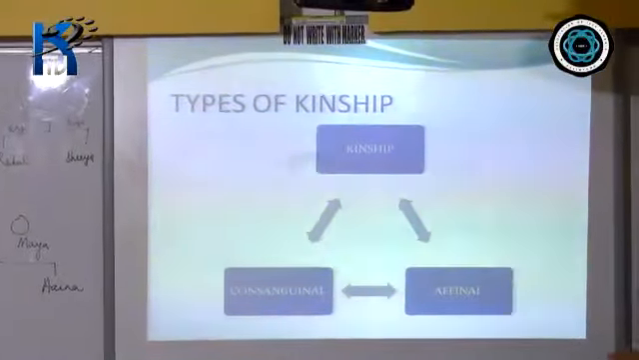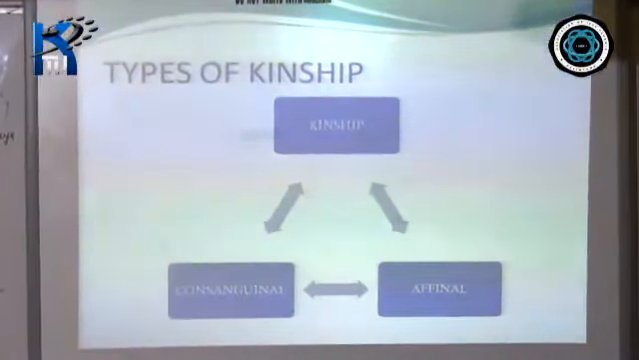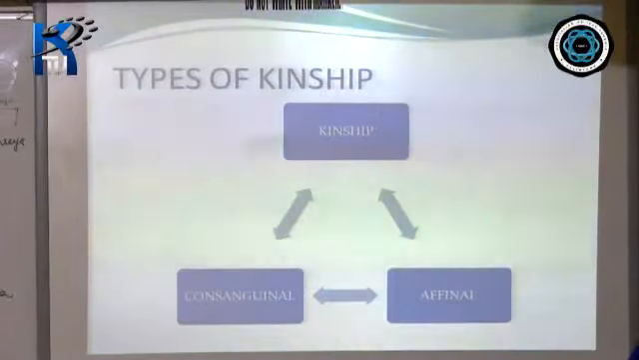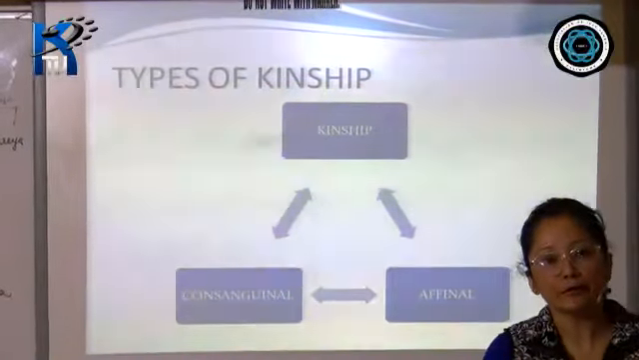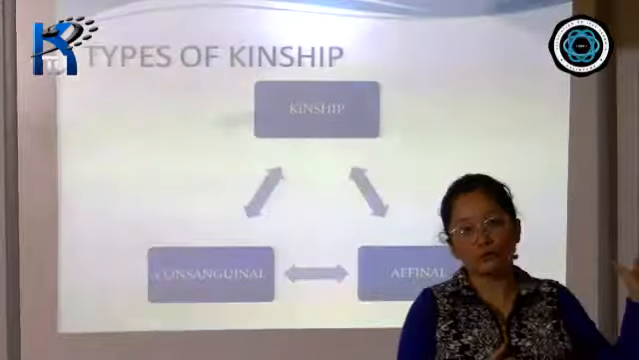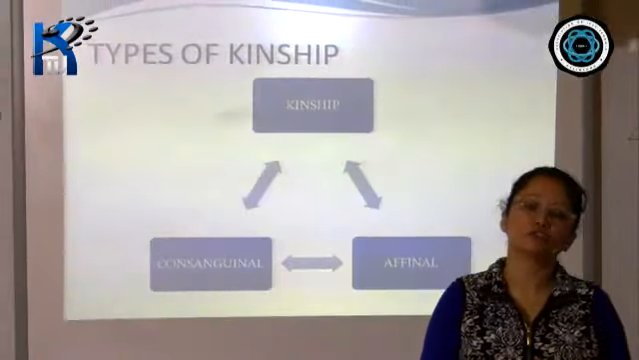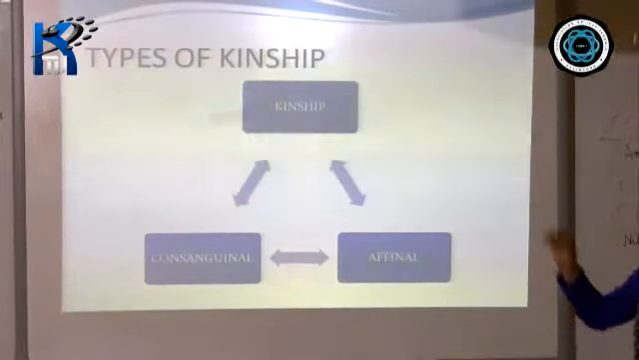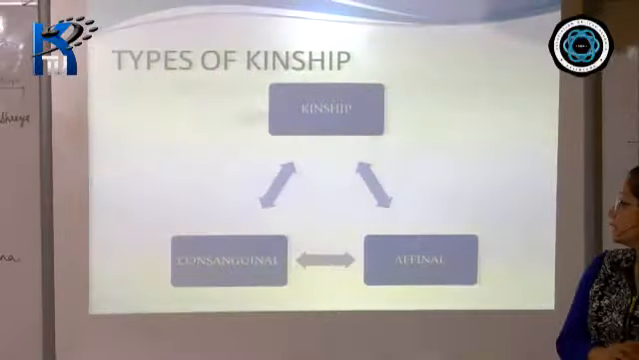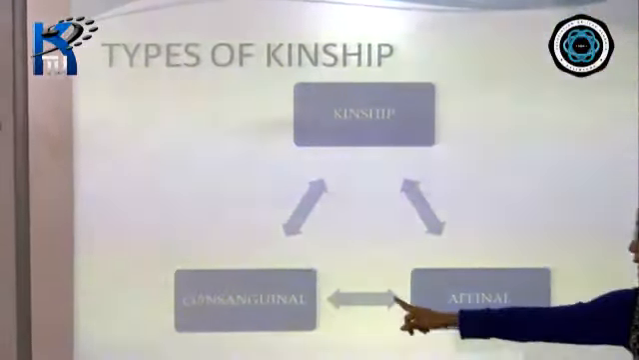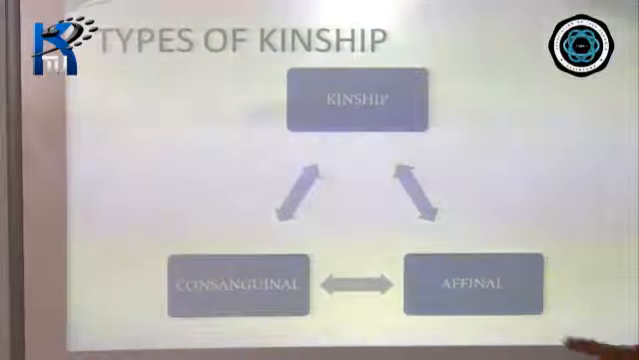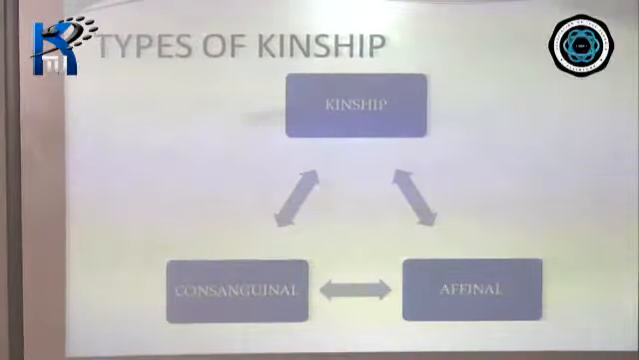Now let us come to types of kinship. We have already seen the definition of kinship. You saw the meaning of kinship. I just showed you here the diagram of kinship. But now let us look at the types of kinship. There are two types of kinship: one is consanguineal kinship and one is affinal kinship.